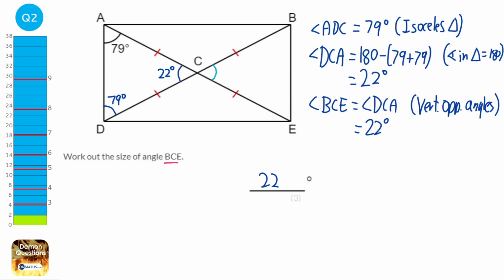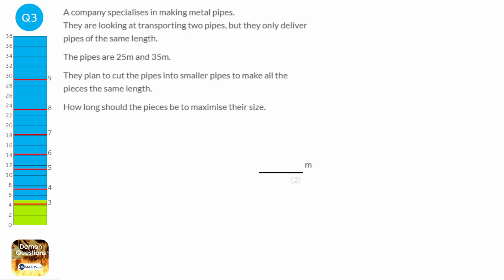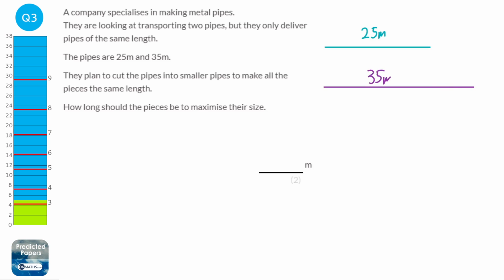So if we imagine we've got the 25 metre pipe here, and we've got the 35 metre pipe here. The question's basically asking us what can we cut all these pipes into, and they all have to be the same length that will fit with the 25 metre and the 35 metre. And essentially what this question's asking is what is the highest common factor of 25 and 35?